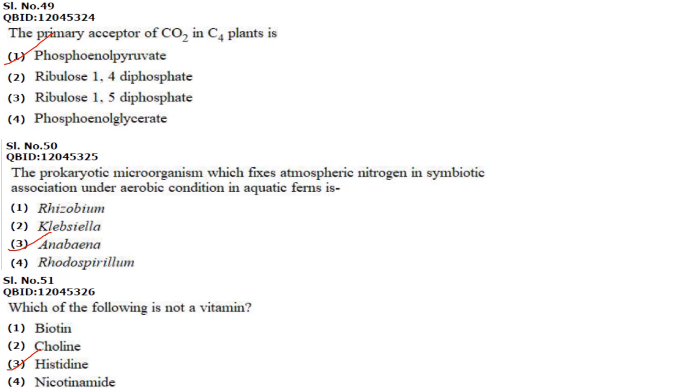Which of the following is not a vitamin? Biotin. Biotin is vitamin B7. Choline, it is similar to B vitamins. Histidine is an amino acid. And nicotinamide is vitamin B3. Answer is histidine, which is an amino acid. It is not a vitamin.